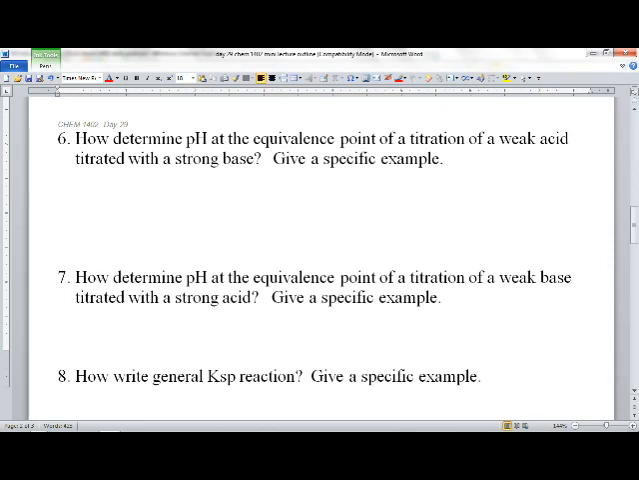If you're forming a conjugate base, you're going to write a Kb reaction. If you're forming a conjugate acid, you're going to write a Ka reaction and then do ICE. All right. So let's take a look at one of these.